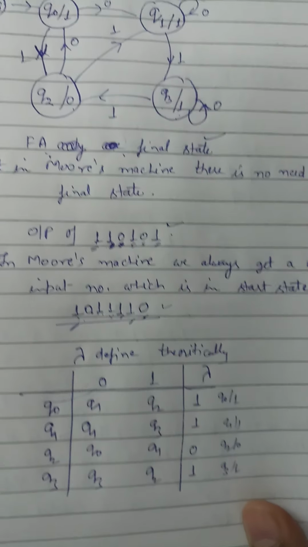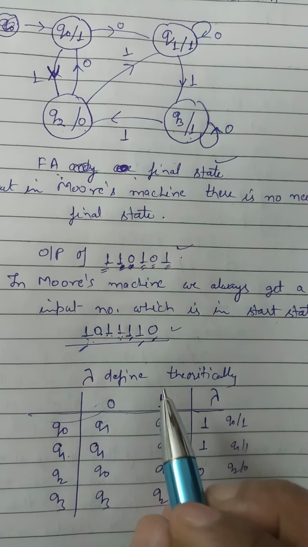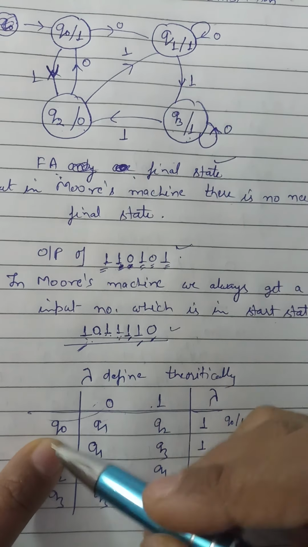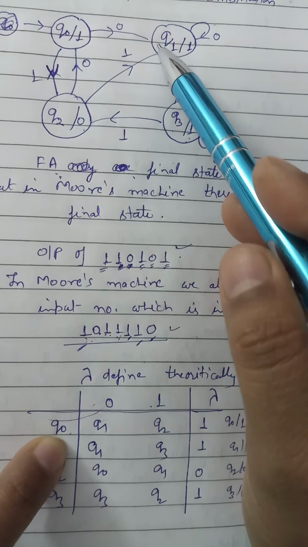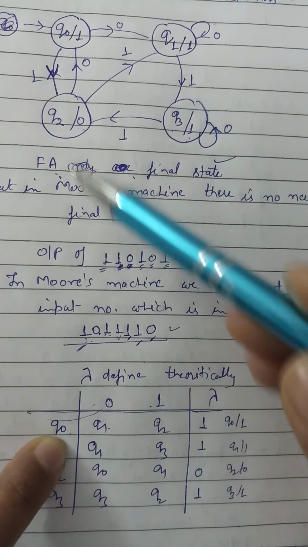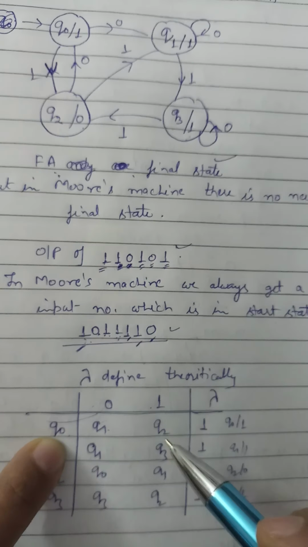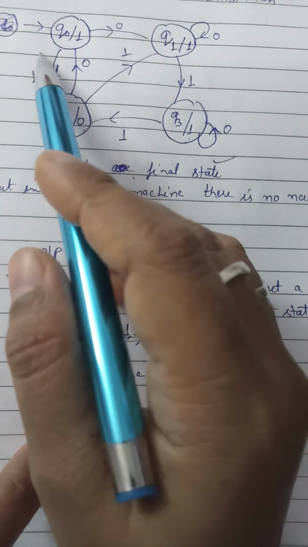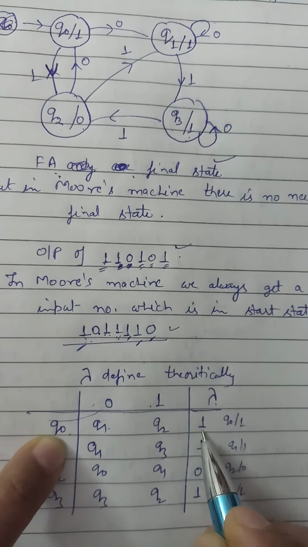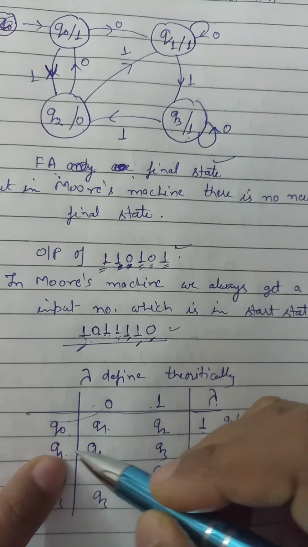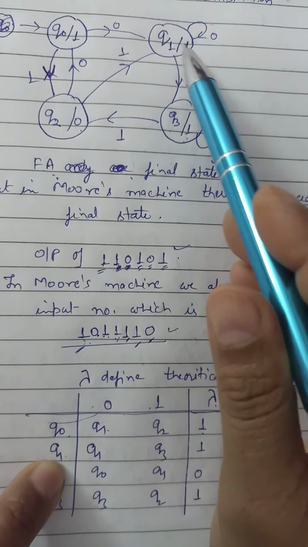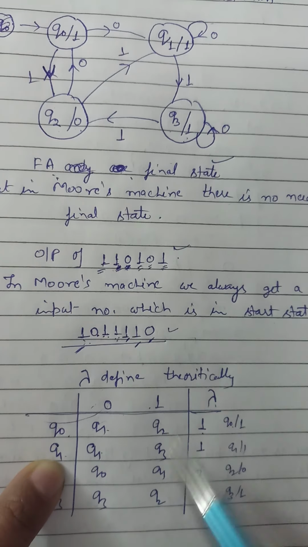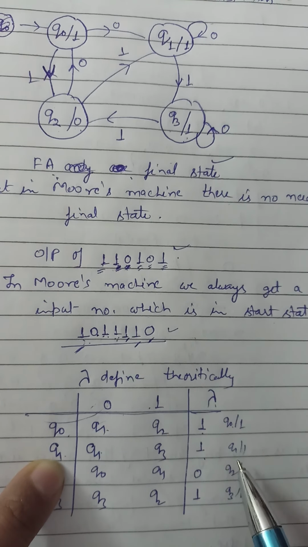Now I am going to tell you how we define that lambda theoretically. For 0 and 1 output, for Q naught, from this diagram, from Q naught for 0 where are we reaching? Q1, and from Q naught on 1 where are we reaching? Q2, and this is the lambda. Whatever we have here, this is the lambda value. So from Q naught what do we have? 1. So we write here 1, or we can write Q naught oblique 1. For Q1 on 0, Q1; on 1, Q3. And what do we have in Q1? 1. This is the lambda value, Q1 oblique 1.